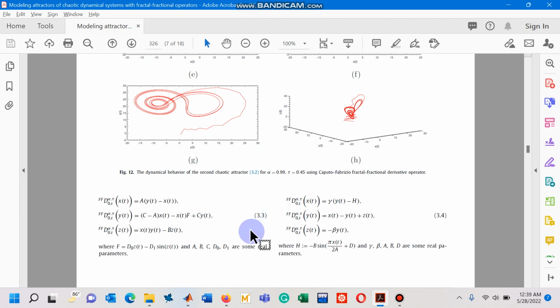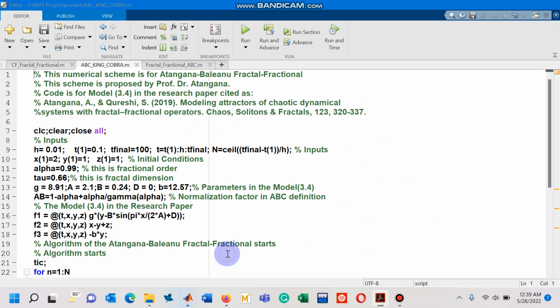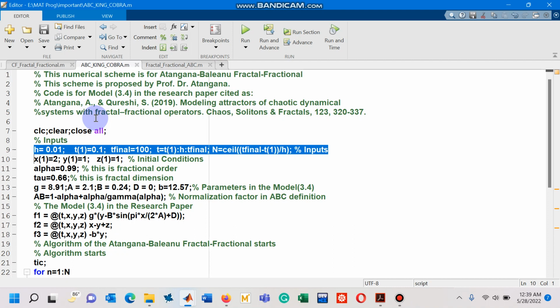So let me show you a MATLAB code for the simulation of this nonlinear system given by equation 3.4. Let's go to MATLAB. Now you can see on line number 9, I have defined some inputs including H to be 0.01, which is a step size, the first value of the independent variable 0.1, the final point of the integration interval is 100, T shows the integration interval, and capital N is the number of iterations.